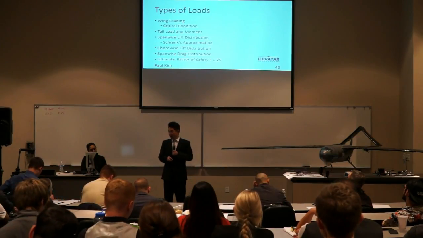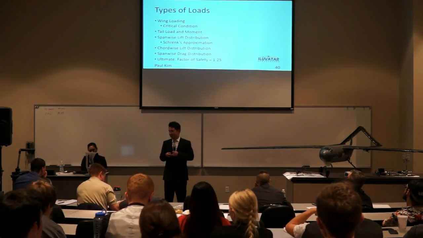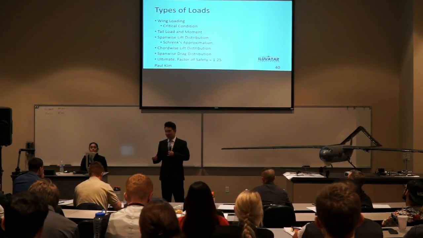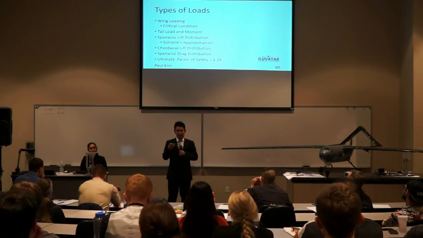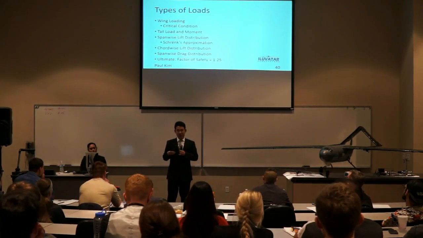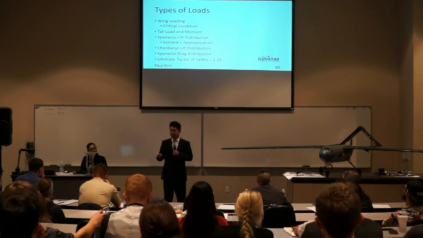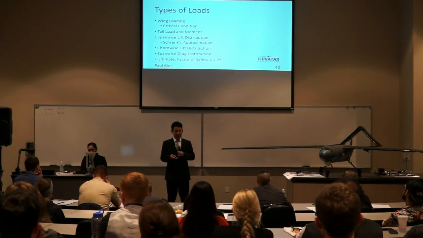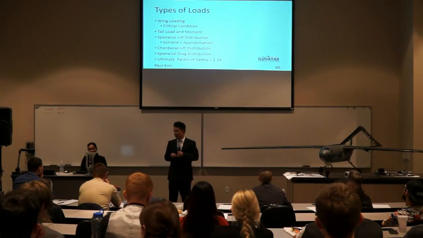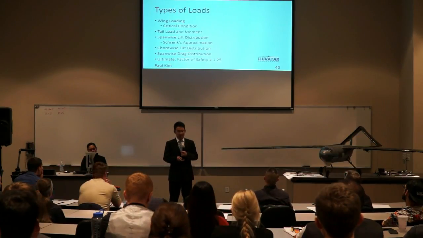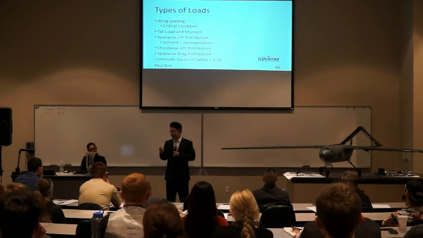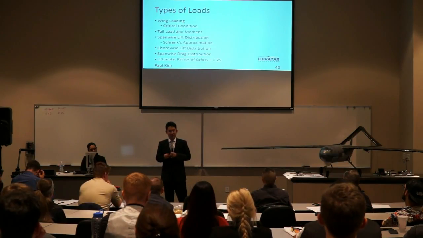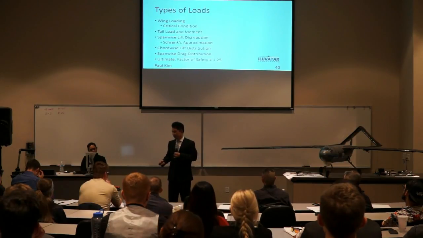These are the types of loads considered. Wing loading, which is calculated by the critical condition that I just mentioned in the previous section. Tail and load moment, which is the V-tail, transferring the load through the booms into the wing, which will be further discussed in Christie's empennage section. The span-wise lift distribution, which is calculated using strength approximation, and then the chord-wise lift distribution, span-wise drag distribution, and the factor of safety of 1.25 was implemented based on Professor Hulbing's instruction and industry standards.